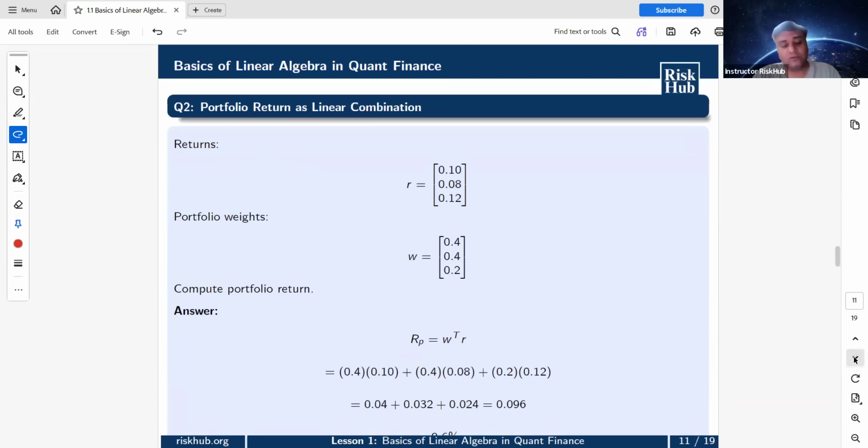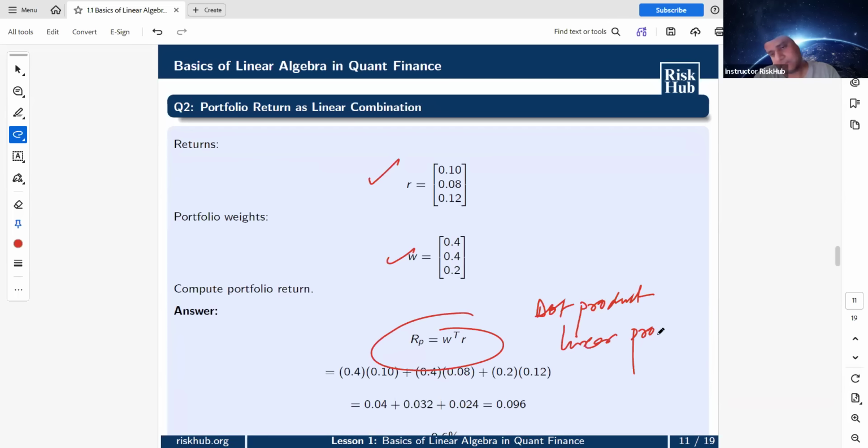When you look at question number 2, returns are given and weights are given. Now we multiply them. This is called the dot product; some people call it the linear product also. We take each asset return, multiply it with the portfolio weight, then add them together, and we get 0.096, which is 9.6%. Why is this called a linear combination? Because the portfolio return is literally a weighted linear combination of asset returns.